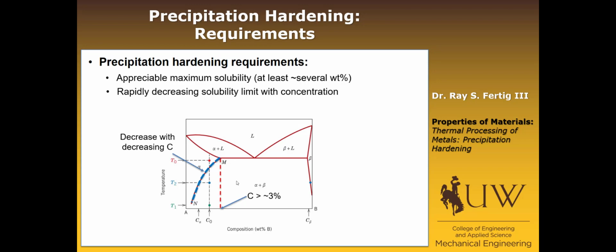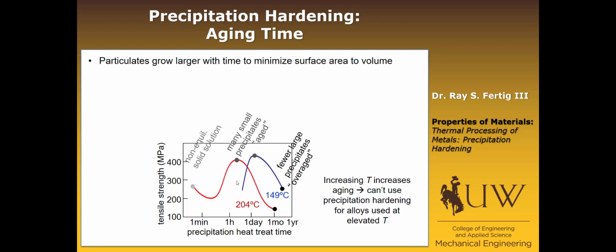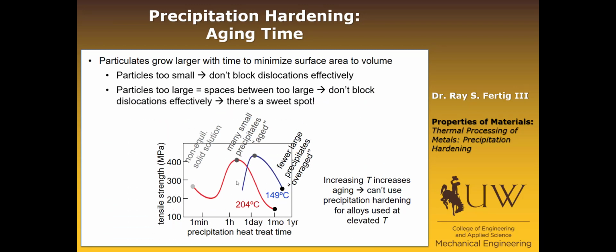Okay, a couple other features to be aware of. The particulates that we form are going to grow larger with time just to minimize their surface area to volume, just like we've talked about with other particles, like the forming of spheroidite. But there's a little bit more to consider. If the particles are too small, then they don't block dislocations effectively. On the other hand, if the particles are too large, then they don't block dislocations effectively either, because you just have a bunch of large particles, and in the space between them the dislocations can move freely. And what that implies is that there's a sweet spot.